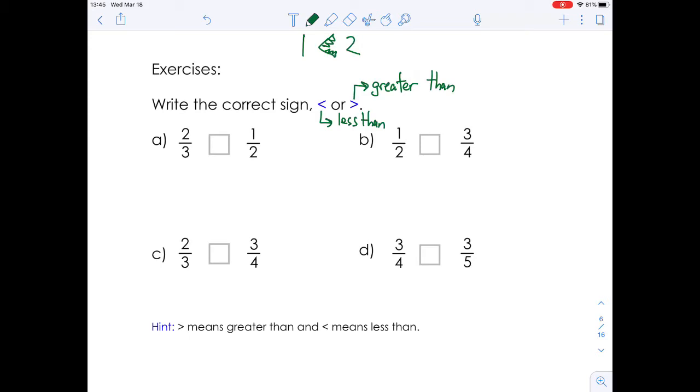All right, so we should have the greater than symbol here. 2/3 is greater than 1/2. 1/2 is less than 3/4.